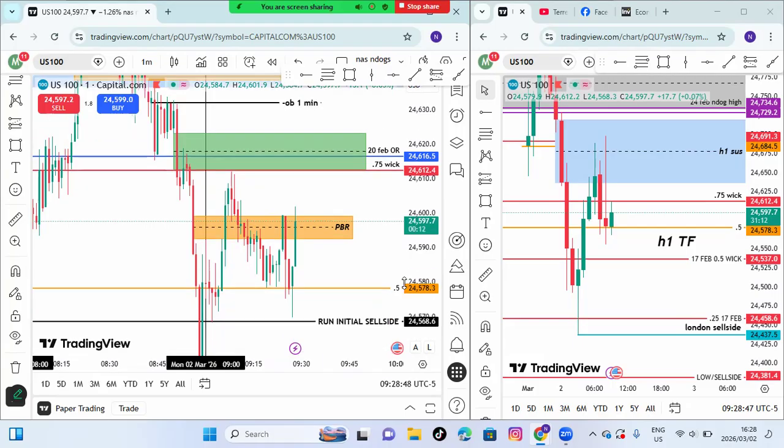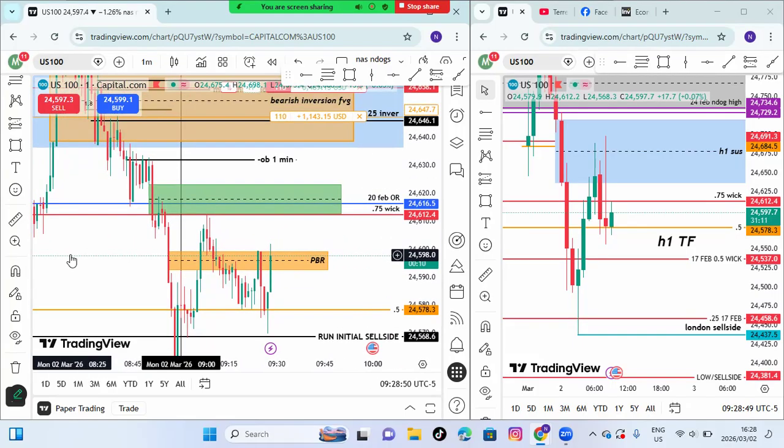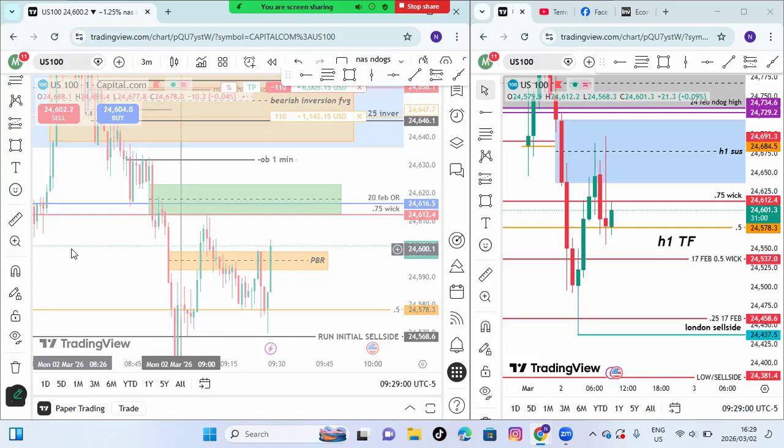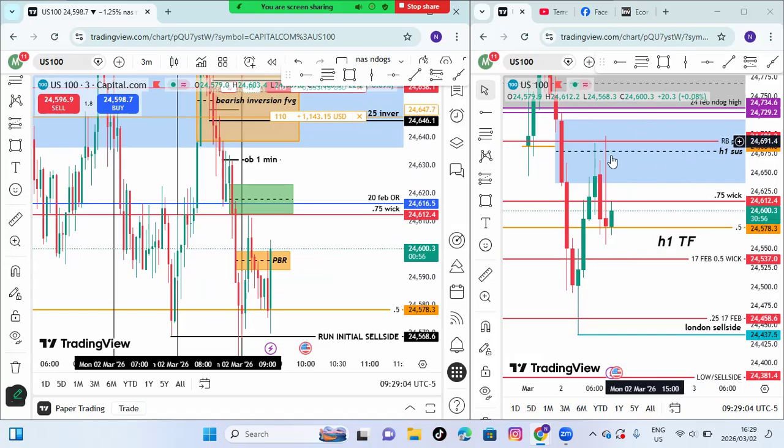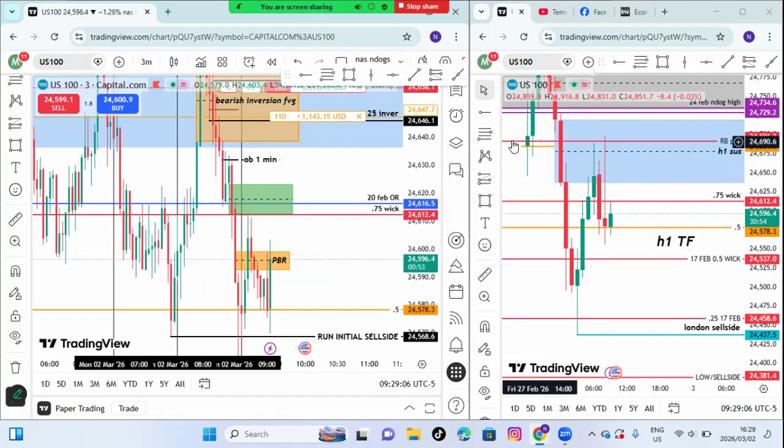So basically everything is hot, hot, hot. Literally everything is hot. This is the 1 hour time frame here. Suspension block there, daily RB, rejection block there as a premium array. Hit.